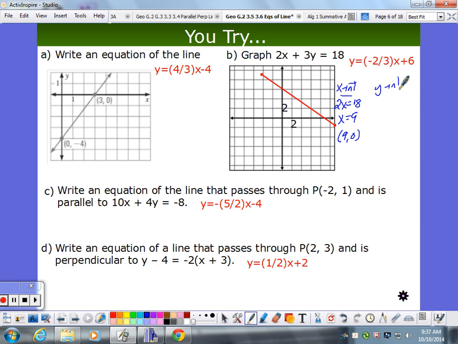If you want the y-intercept, y-intercepts are right on the y-axis. So your x value is 0. 2 times 0 is 0. So you're left with 3y equals 18. So your y would be 6. Your x is 0. Your y is 6.